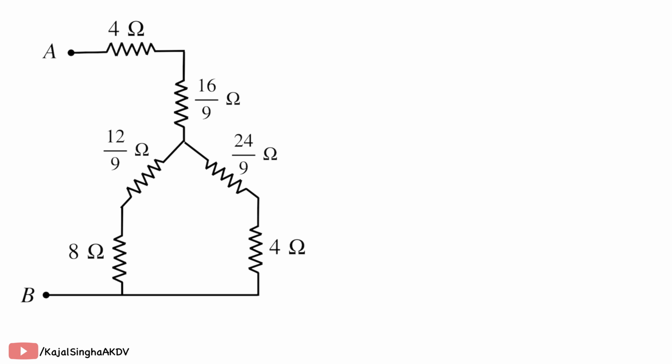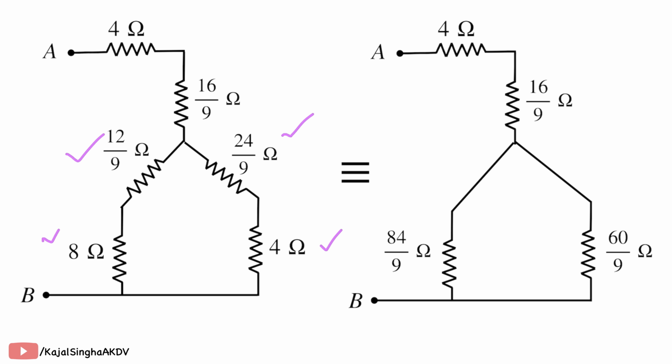Now here we can see that the 12 by 9 ohm resistor and the 8 ohm resistor are in series combination. Similarly, the 24 by 9 ohm resistor and the 4 ohm resistor are in series combination. So their equivalent resistance can be easily calculated and the network now reduces to this network. Here we have calculated the equivalent resistance of the series combination of 12 by 9 ohm and 8 ohm as 84 by 9 ohm, and 24 by 9 ohm and 4 ohm as 60 by 9 ohm.